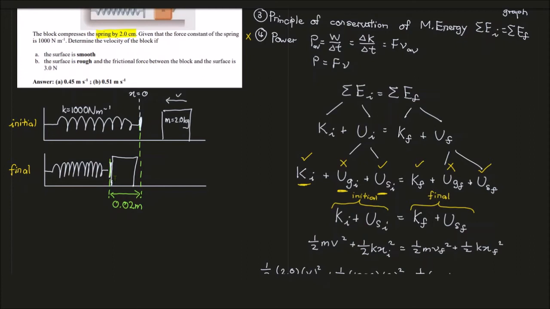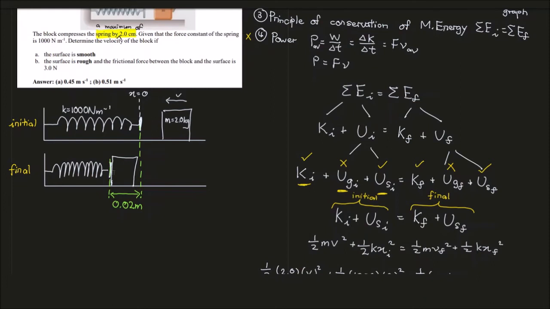So the first assumption that we need to make is that this 2 cm here is the maximum compression that the block can exert on the spring. So we can modify the question a bit: the block compresses the spring by a maximum of 2 cm. If that's the maximum compression, then when the block is moving to the left, compressing the spring, once it reaches 2 cm, it has reached its maximum compression.